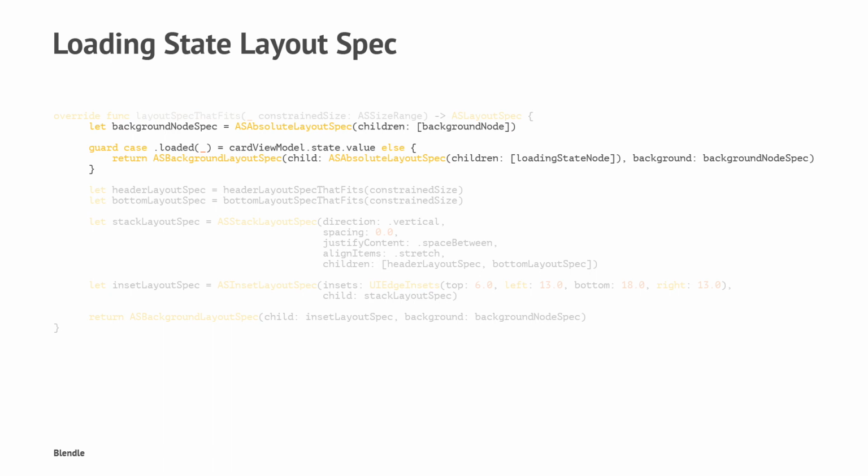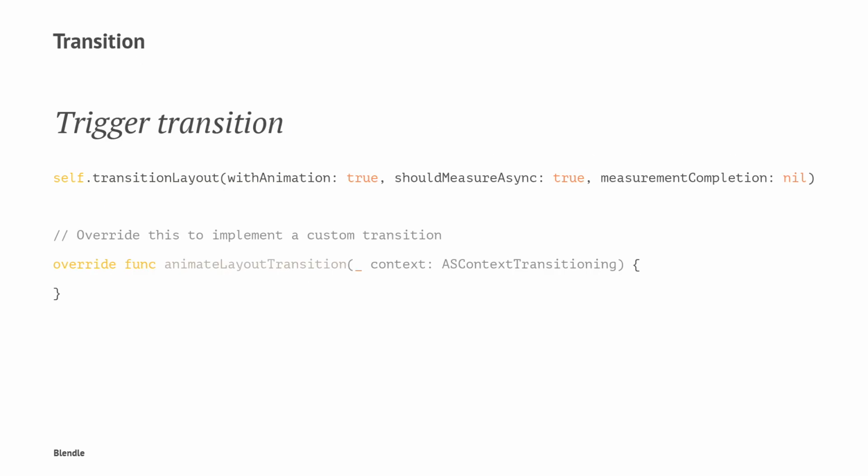Then at one point the data comes in, and we say to the view model, hey, it's updated. And then we trigger a transition. Texture has a built-in transition system for when you use layout specs. Whether you use layout specs or manual layout, you can also use normal animation systems for iOS, which work the same, because you have access to the view and the layer, so there's nothing different there. But if you use layout specs, you also have access to this transition layout.